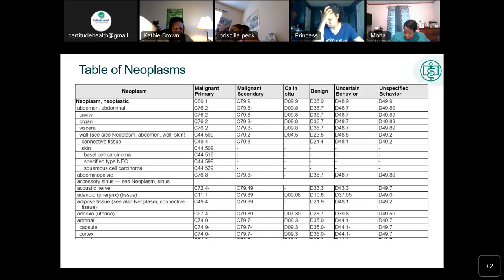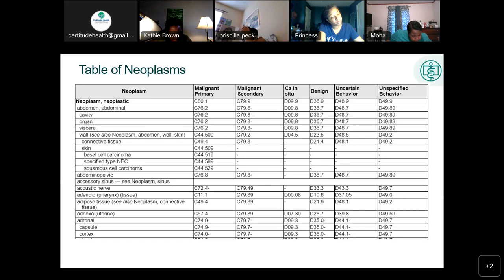So if you're looking at hand, and this column reads from left to right. Let's say we have a primary malignant neoplasm or primary cancer of the hand. What do you see in that first column since we're looking for a primary malignant? C40.1. Correct, C40.1. Now, what's the dash behind the one mean?